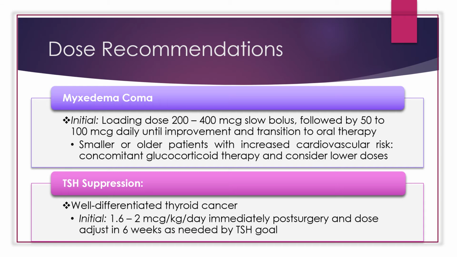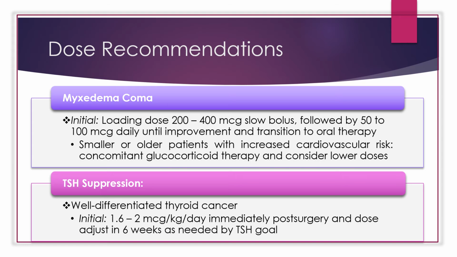For myxedema coma, an IV initial loading dose of 200 to 400 micrograms as a slow bolus, followed by a daily replacement dose of 50 to 100 micrograms until the patient improves clinically and can transition to oral therapy. For smaller or older patients and those with a history of or at risk for coronary disease or arrhythmia, consider doses on the lower end of the dosing range. Concomitant glucocorticoid therapy is required until the possibility of coexisting adrenal insufficiency is excluded.